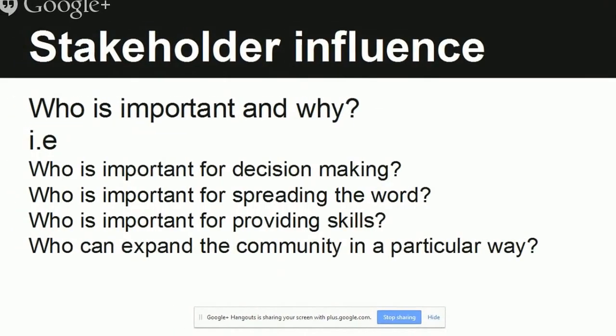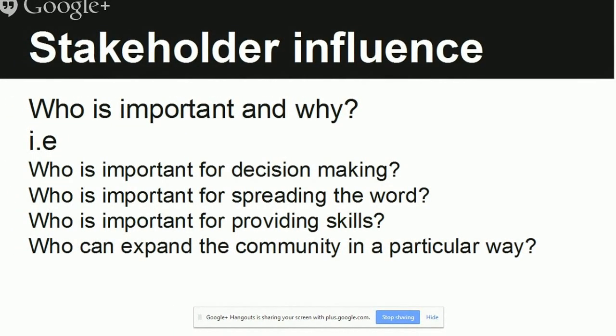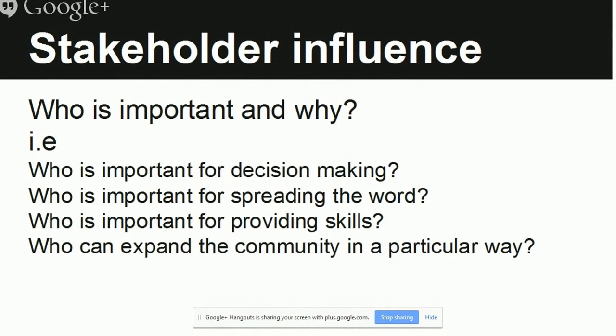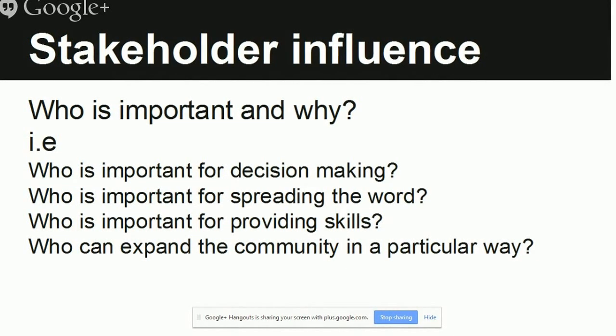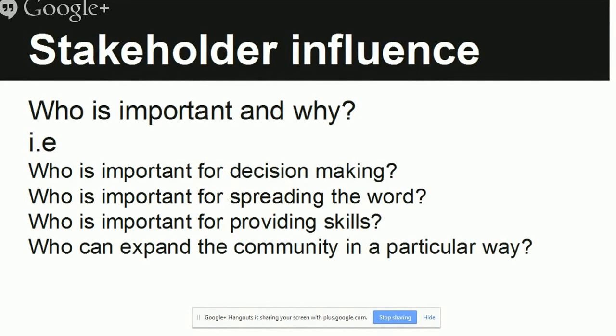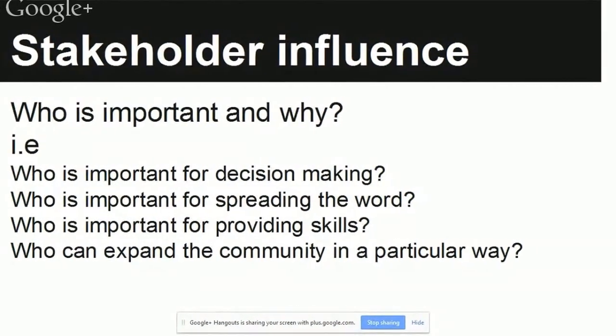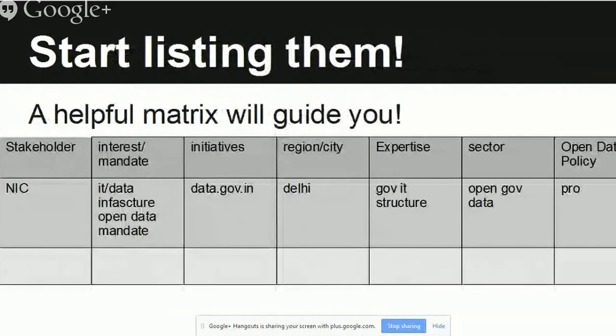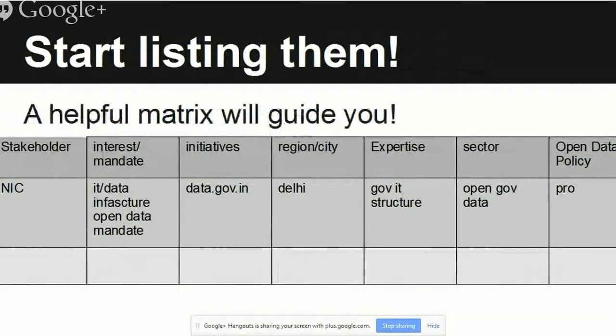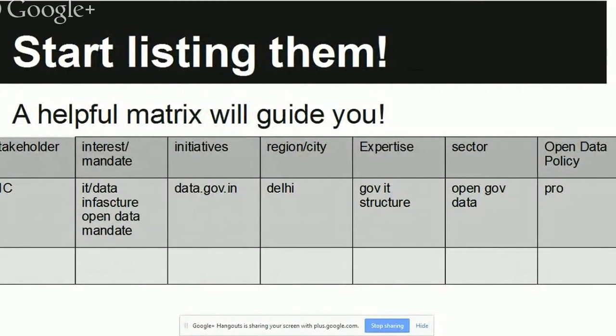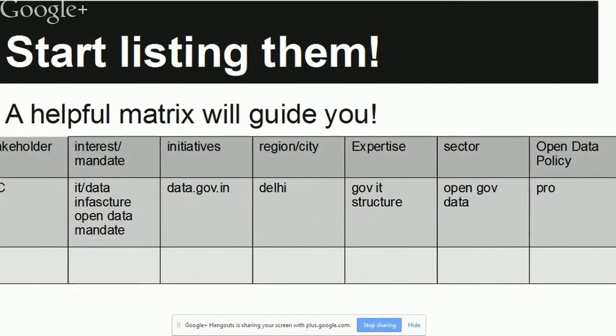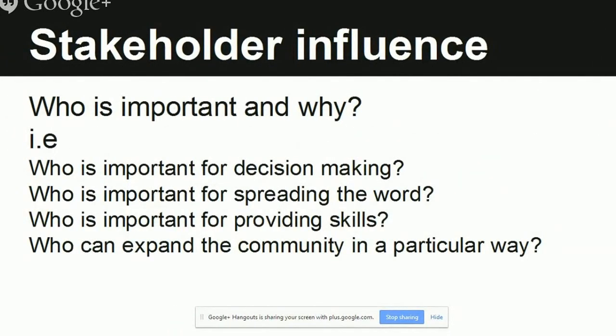Okay. So this is kind of a next level, when you're trying to advocate or push something forward: what is the level of influence a particular stakeholder has? These are people who are important for decision making, for spreading the word, providing skills, who can expand the community in a way. So when you are filling out your matrix, you can get an idea: okay, I have met 5 reporters who are interested in building skills, and I know 5 people willing to teach skills, and it's good to have reporters around because they help spread the word.